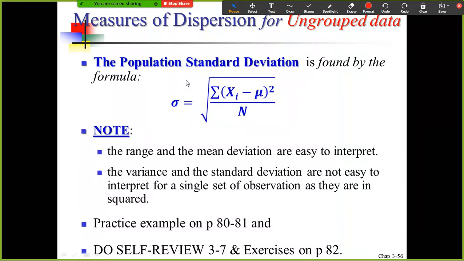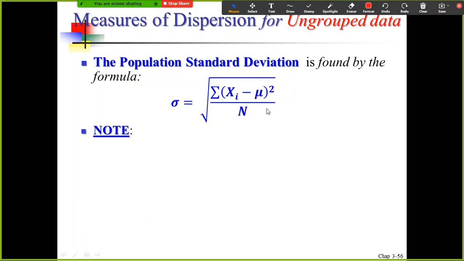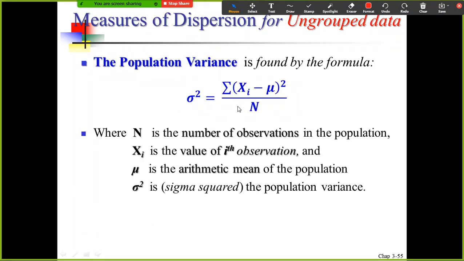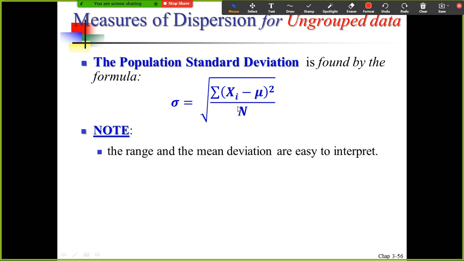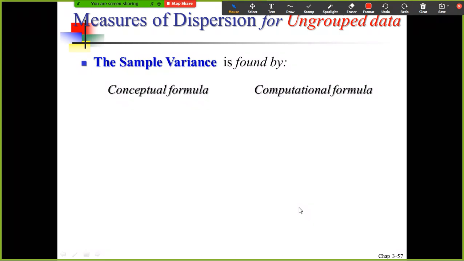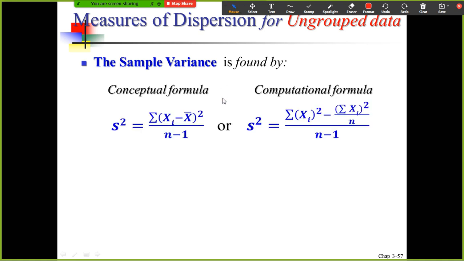Okay, this is population standard deviation and population variance. How about the sample? Unlike population variance, for a sample data set, the variance can be calculated or estimated by two methods or two formulas. The first one is the conceptual formula, and the second one is the computational formula.